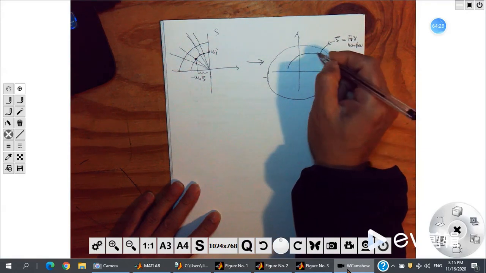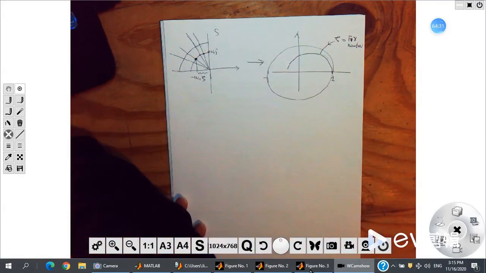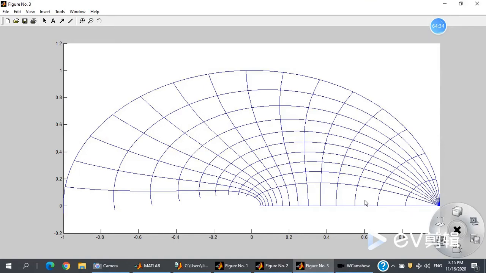Zeta equal to some fixed number. We have several zeta. This is zeta equal to 0, then 0.1, 0.2, 0.3, 0.4, 0.5, 0.6, 0.7, 0.8, 0.9. This is 1. Zeta equal to 1. Oh, 1 is going down to the straight line. Yeah. So each one gives you a line.